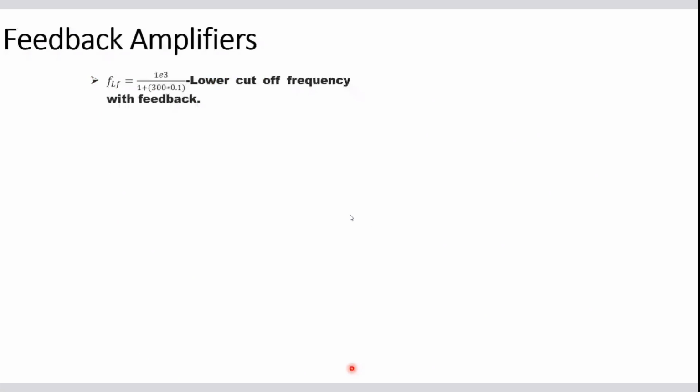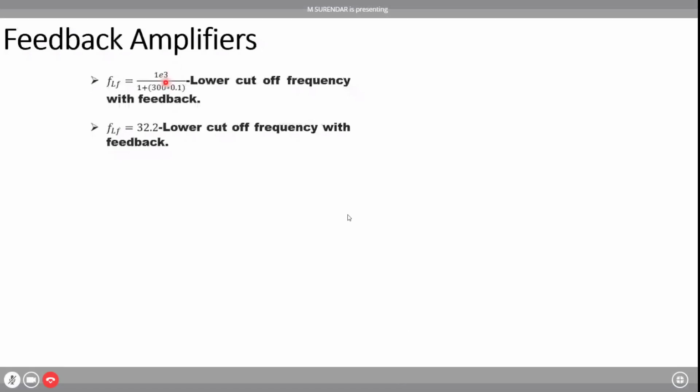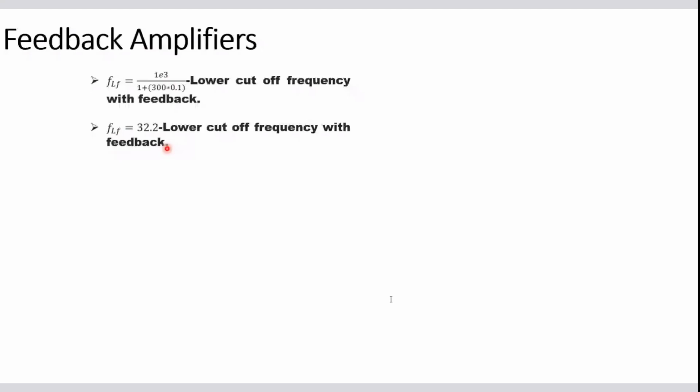That means previously your lower cutoff frequency is 1 kilohertz. Remember, previously your lower cutoff frequency is 1 kilohertz. That's why we have written 1 e power 3, which means 1 into 10 power 3. So it is 1 kilohertz. After introducing the feedback, my lower cutoff frequency is reduced to 32.2 hertz. So this is the effect of feedback.